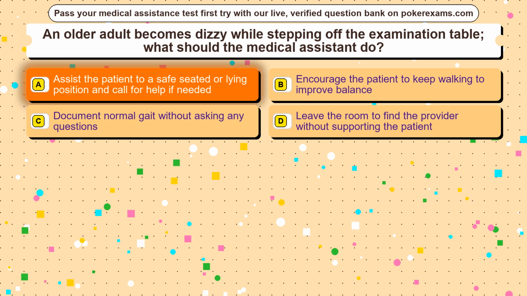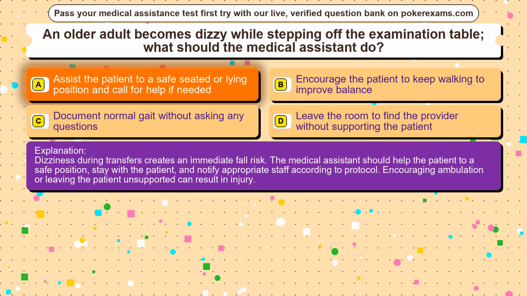The correct answer is option A, assist the patient to a safe seated or lying position and call for help if needed. Dizziness during transfers creates an immediate fall risk. The medical assistant should help the patient to a safe position, stay with the patient, and notify appropriate staff according to protocol. Encouraging ambulation or leaving the patient unsupported can result in injury.